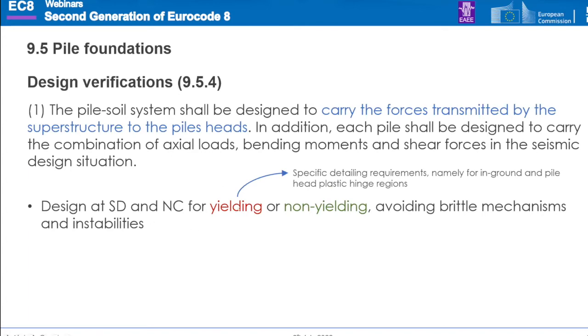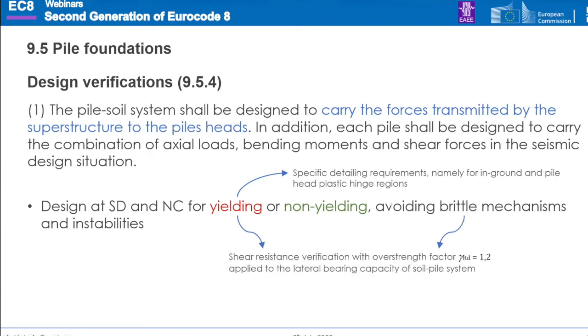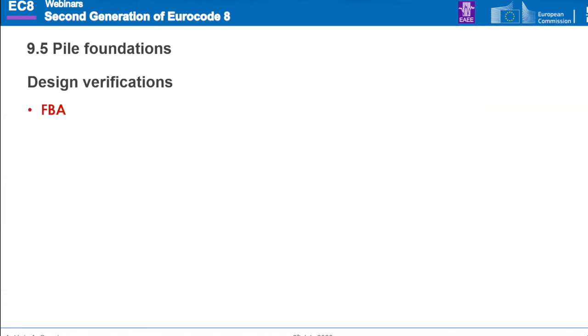So for the yielding piles, we have specific detailing requirements, namely for the possible in-ground plastic hinge or the pile head plastic hinge regions. And for the yielding piles, and in order to avoid brittle mechanisms, the shear resistance of the pile itself is designed with an overstrength factor of 1.2, which is applied to the lateral bearing capacity of the soil pile system.